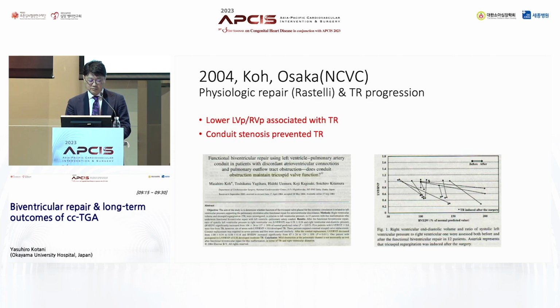This is a study from Osaka, Japan, looking at patients with a Rastelli-type physiologic repair. This study showed a lower LV to RV pressure was associated with tricuspid regurgitation. An important finding in this study is that conduit stenosis prevented progression of TR.